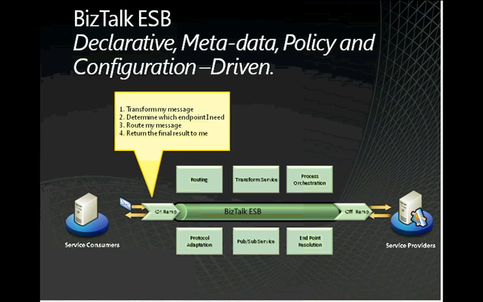An itinerary is a piece of metadata that describes the path through the ESB. So, for example, a message is transformed to another type. The endpoint of the message is determined. The message is routed to the endpoint, and the response message is returned to the client.